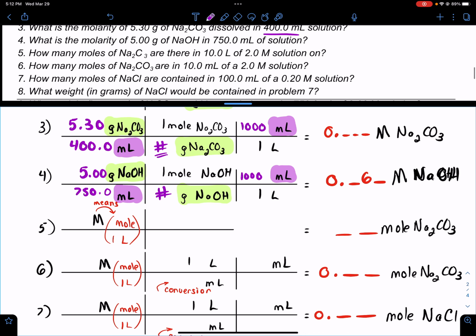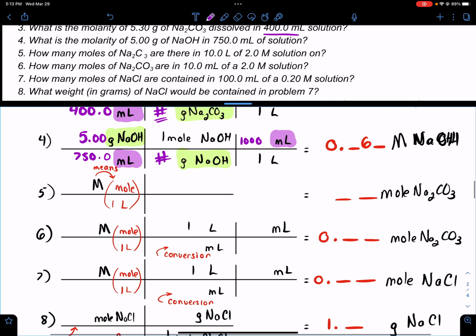We have number 5. First thing, number 5, where they have Na2CO3. Somebody didn't put the O in there. So there should be an oxygen in there. But I will put that correct on our piece of paper here.